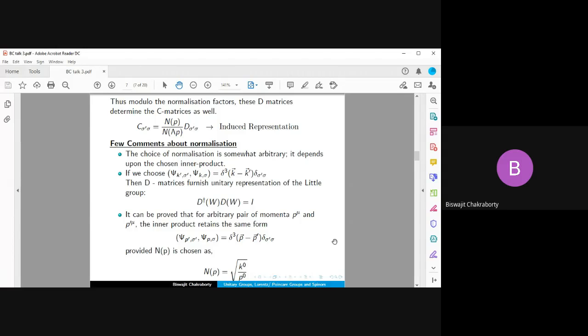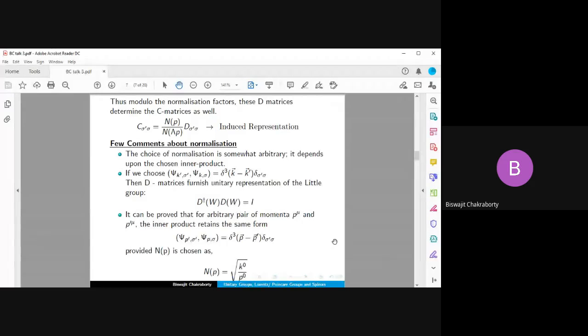In fact, C can be identified as N of P by N of lambda P times D. And this is what is called the induced representation, that the subgroup in this case can induce a representation of the bigger group. Okay. Now let me make some comments about the normalization constant. The choice of normalization is somewhat arbitrary. It depends upon the chosen inner product.